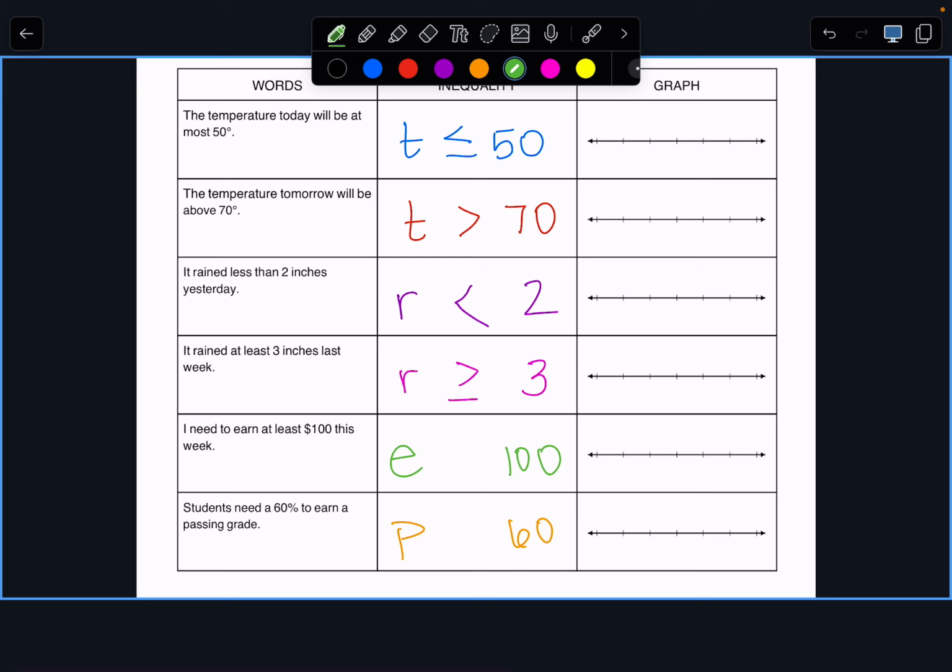I need to earn at least $100 this week. Charles, what do you feel about that one? At least. What's the sign? Greater than or equal to. Very good. A student needs a 60% to earn a passing grade. What do you think, Mr. Pyle? Greater than or equal to. Very good. Okay, I know we didn't graph those, but it's because I think you're going to be just fine on the graph.